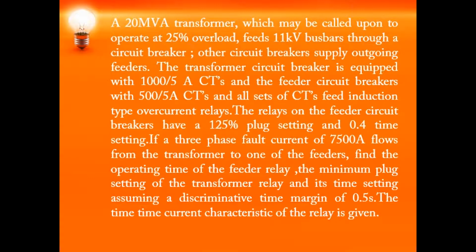For this, the time current characteristics of the relay is given. This is the time current characteristics for the TMS equal to 1. Okay. So this particular time current characteristics is for TMS equal to 1. Now first we will find at the feeder end and then we will find the transformer end, because it is asked first we have to find the operating time of the feeder relay. To find the operating time of the feeder relay, we will proceed in the same way as we have done in the first problem.